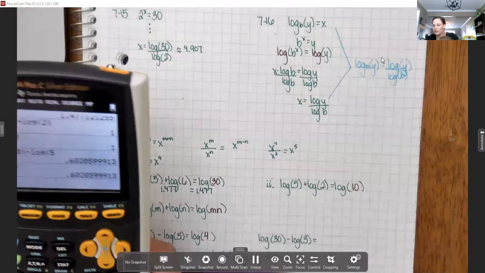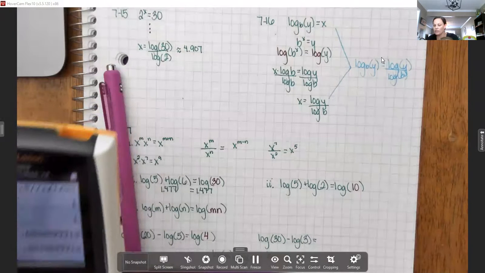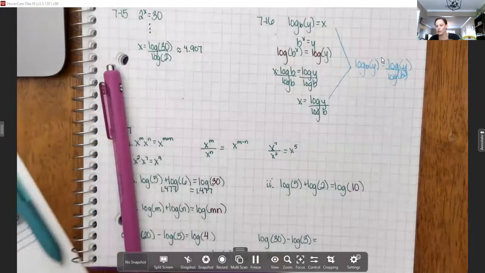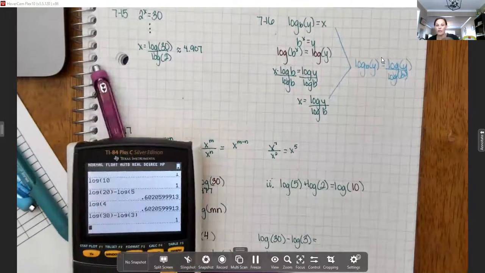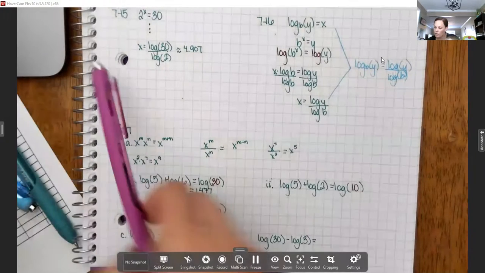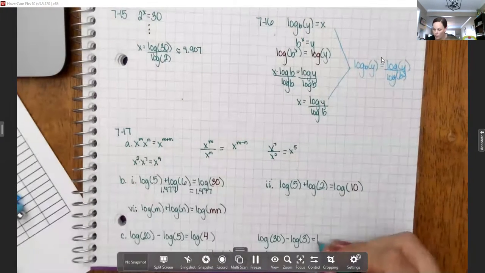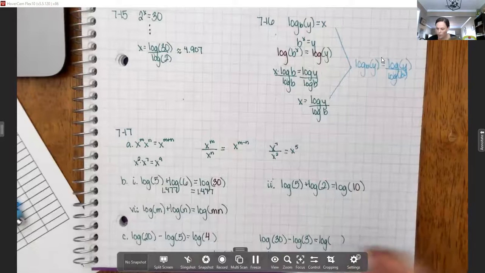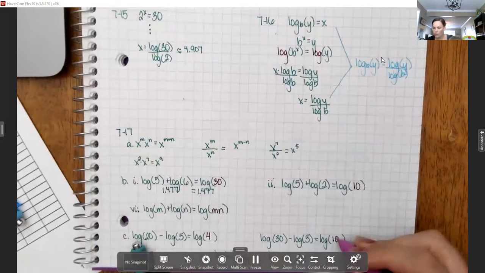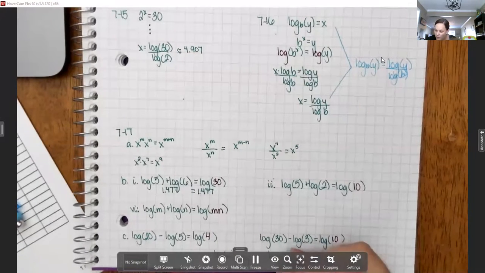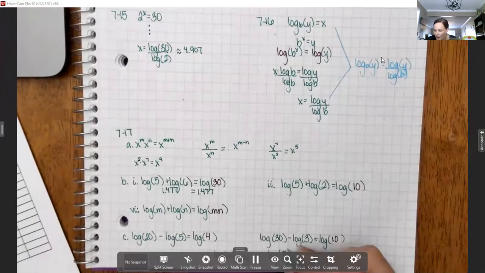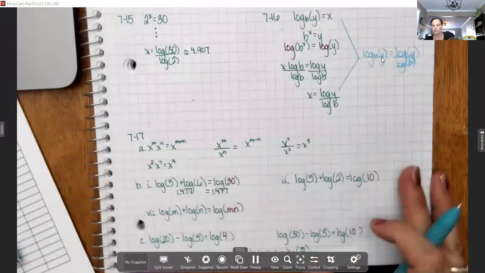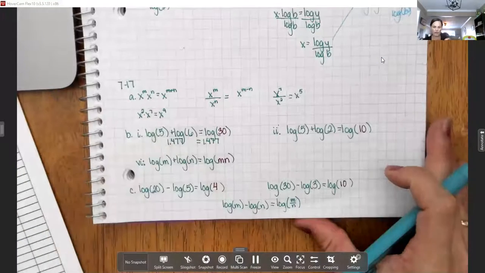And then same thing here, log of 30 minus log of 3. We get 1, which we know log of 10 is equal to 1. Yeah, so perfect. A few of you already said it. So when you're subtracting, this becomes division, m divided by n. Sorry, you can't really see that down there.